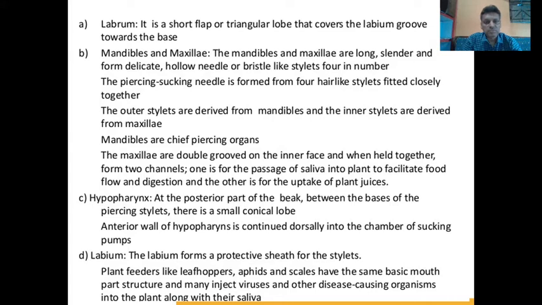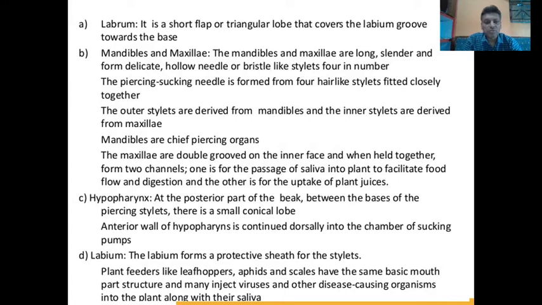The mandibles are grooved on the inner face and when held together form two channels. One is for the passage of saliva into the food materials for digestion, and the other is for the uptake of plant juices. Hypopharynx, the posterior part of the beak.